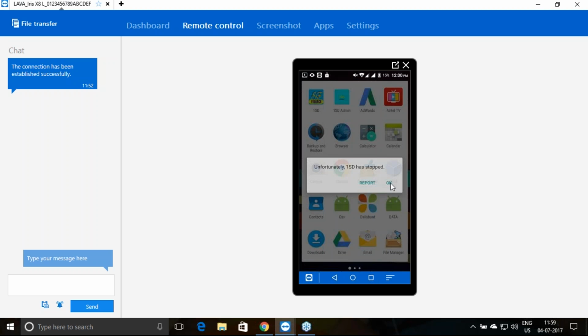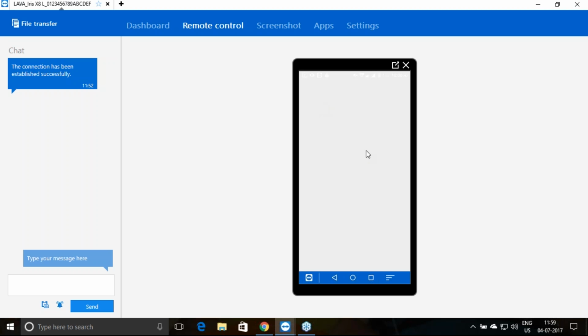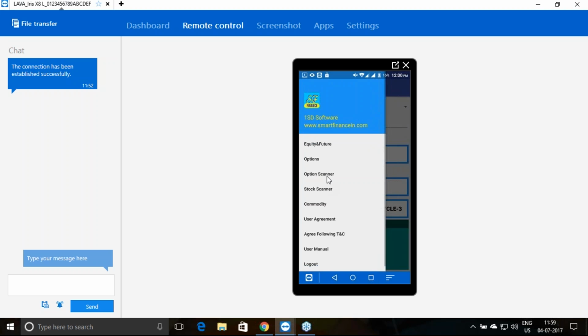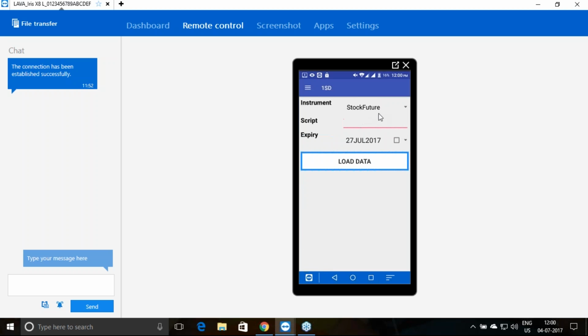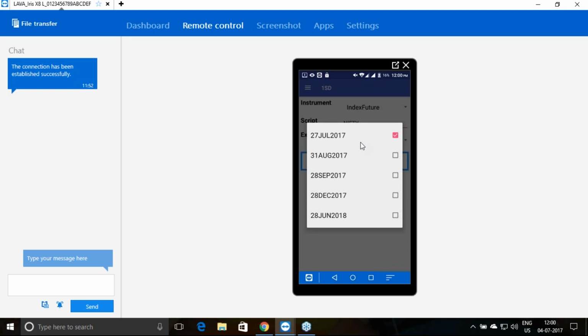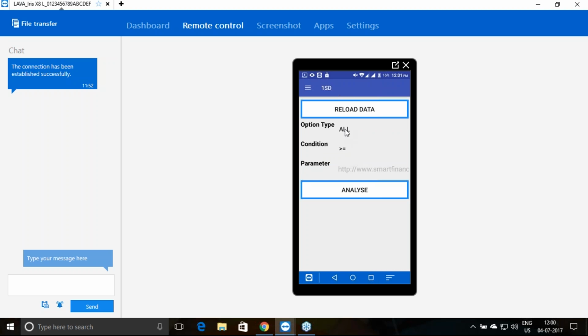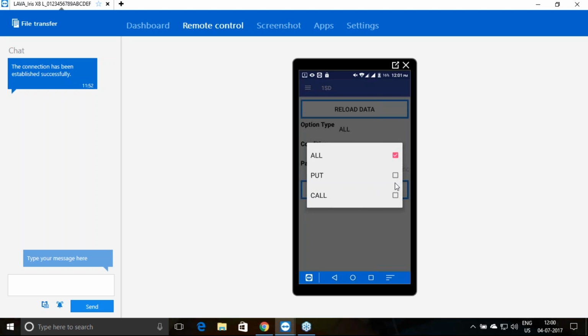So analyze. So here, option scanner. Once more I will go for that. And I am going for index future. I have selected the expiry date. So here I just want to show that there are three ways we can filter.